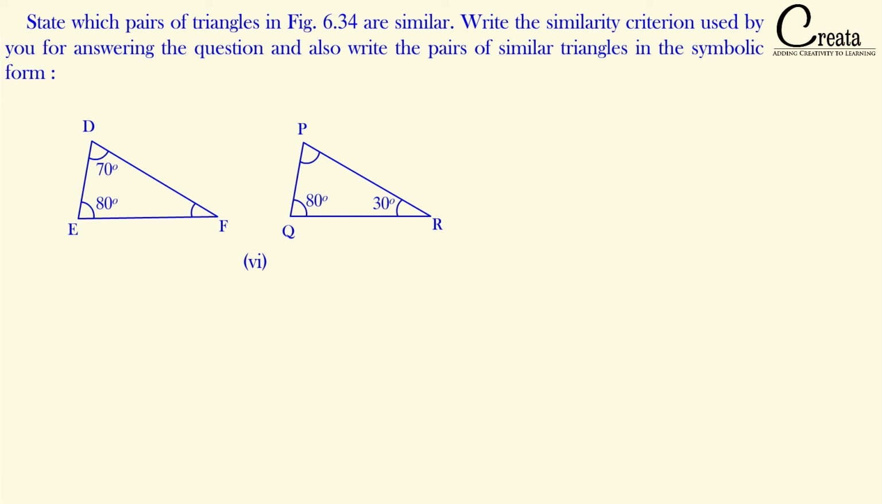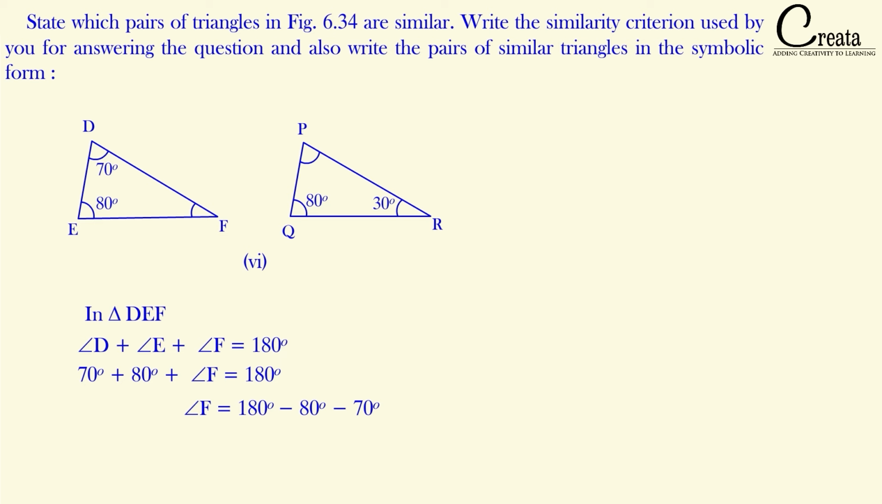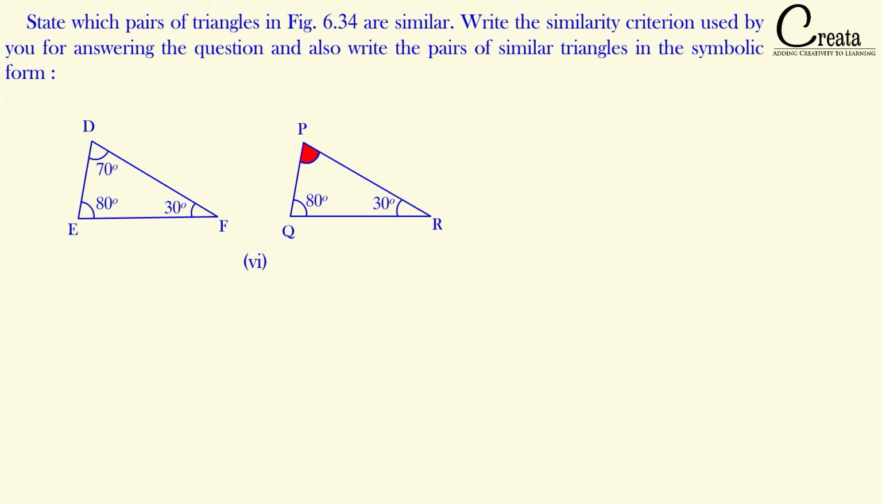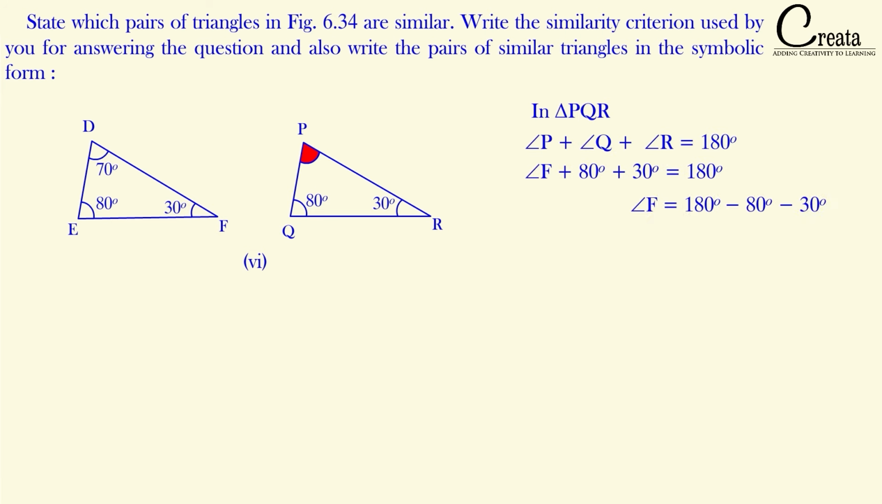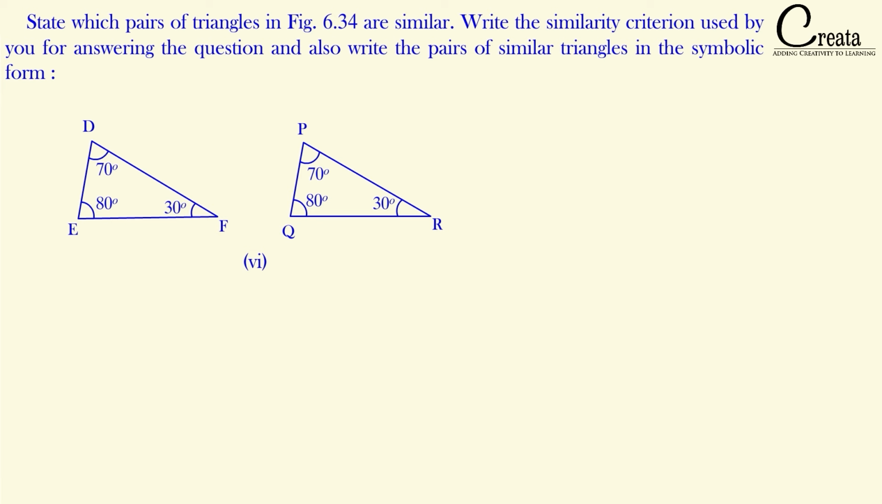That is, the sum of the three angles of a triangle is 180 degrees. So in triangle DEF, angle F will come out to be 180 degrees minus 80 minus 70. So angle F is 30 degrees. Similarly, let's find the angle P. That will be 180 minus 80 minus 30. That will come out to be 70 degrees. So we got all the three angles in both triangles.